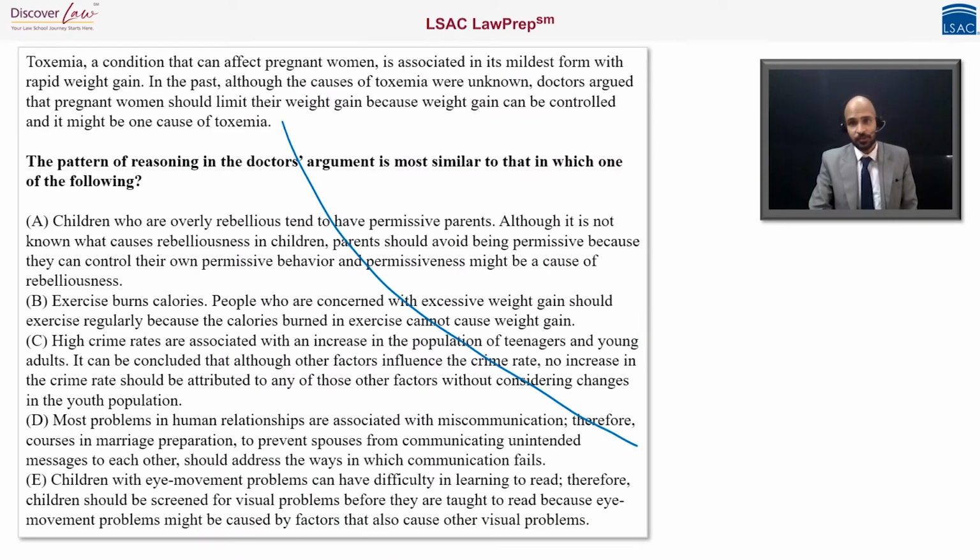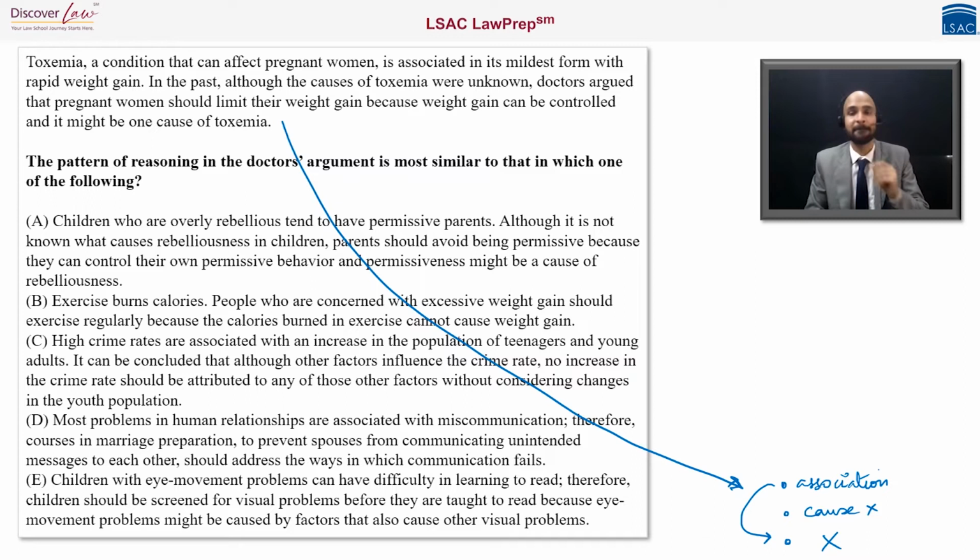So the pattern that you see here is basically that it first talks about an association between two things. It does not use the word causation. It tells you that there is no known cause or there's no relationship of causation between these two entities. But then it also tells you that treating this association as a basis, something is denied or something is prohibited. Okay. Now, once you've understood this, picking the right answer is not hard at all. You may want to pause the video and try seeing it by yourself. Okay, let me give you the answer now.